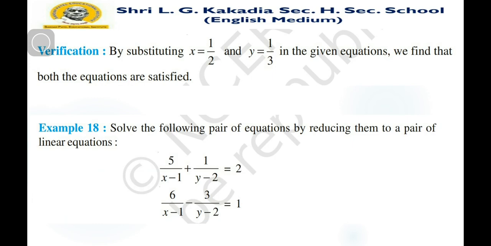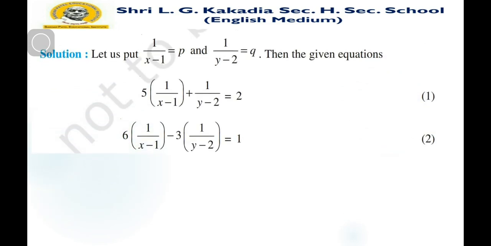So first we have to reduce the given two equations to a linear form. Let us put, now you can see that the denominators x minus 1 and y minus 2 are given in both the equations. So we first assume 1 over x minus 1 as p, and 1 over y minus 2 as q.